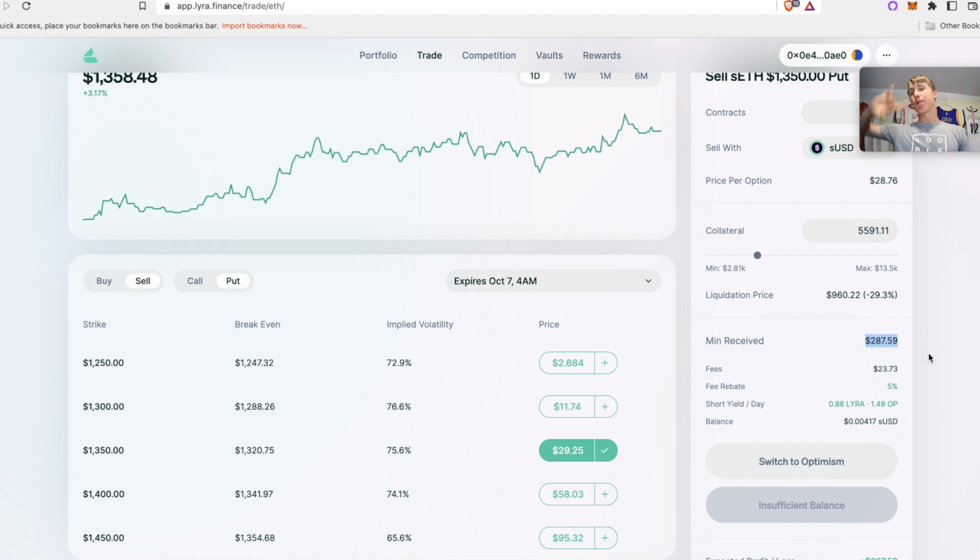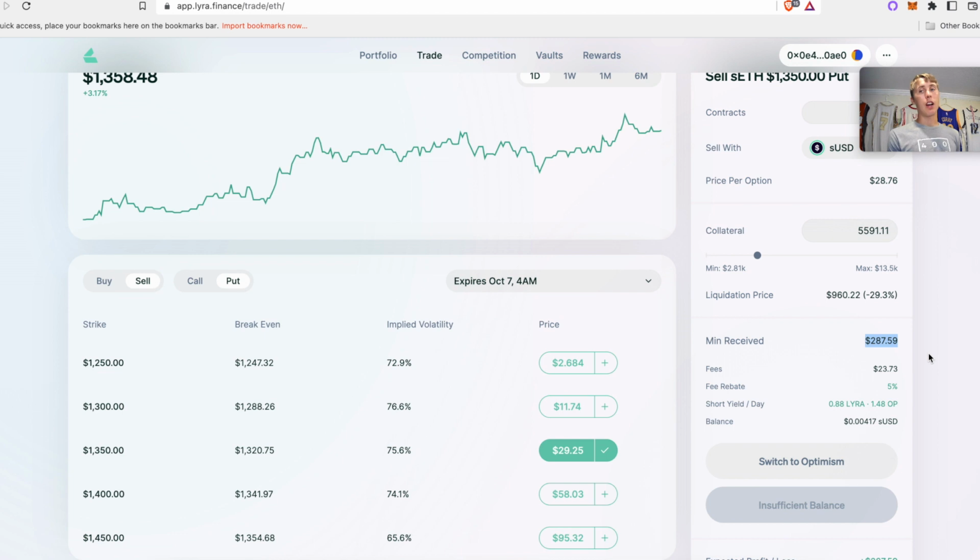But on the other side, ETH gigamoons, no one buys my put option within the next 3 days. That means I will keep the premium, which is 287 bucks, and I'll get all my collateral back. I'm a happy camper. I got my collateral, I got my premium, and I can repeat this process.